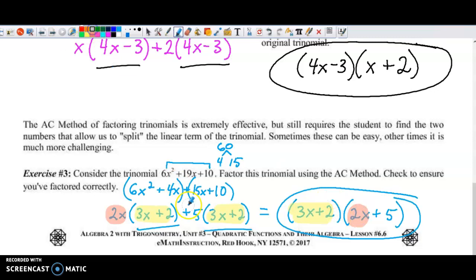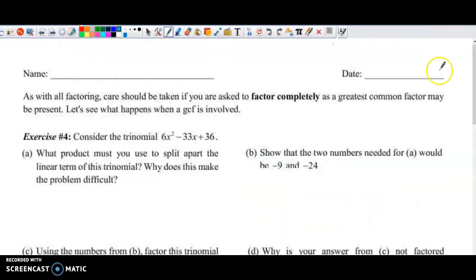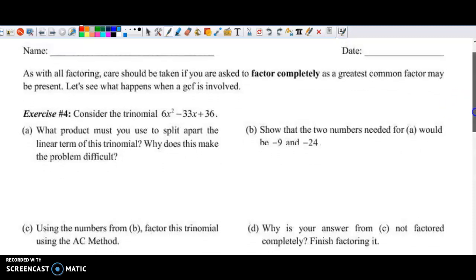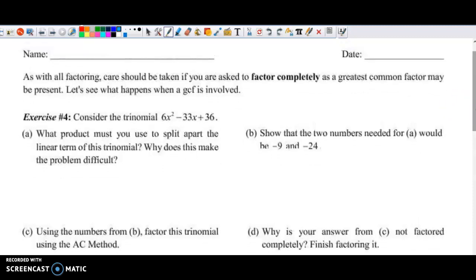And then 5 goes right there. So there's no longer any guessing and checking. The difference with this next one is I would encourage you to do the greatest common factor first. And that's what this first mistake would be, is what product must you use to split apart.